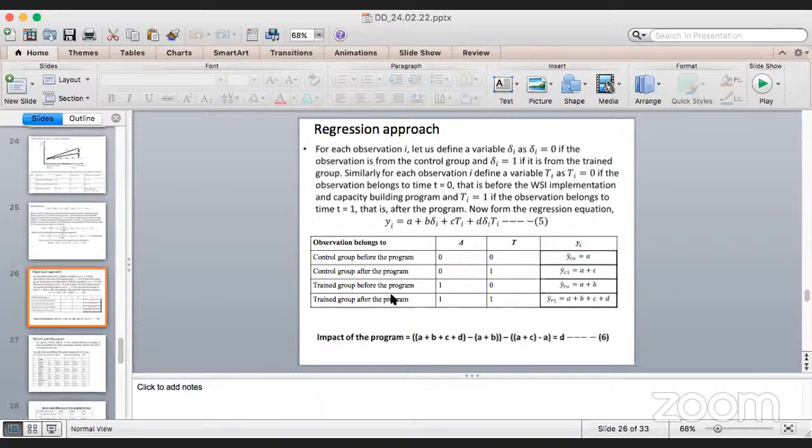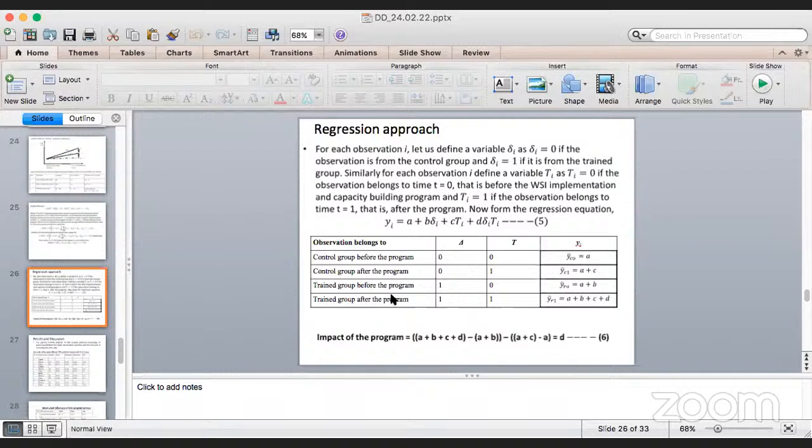So this time trend is taken as capital T, and the small one is the technology, which is the delta symbol. The control group before the program, in both ways, gives the same result, like alpha; here it's A. And the control group after the program, because there is no technology, is 0, and after the program 1, so A plus C.